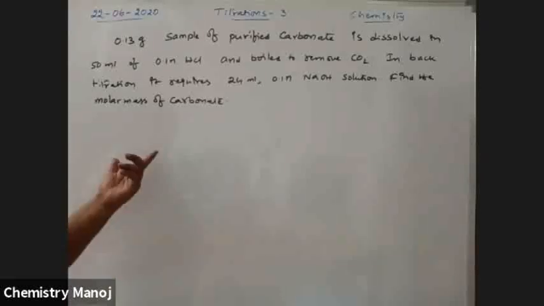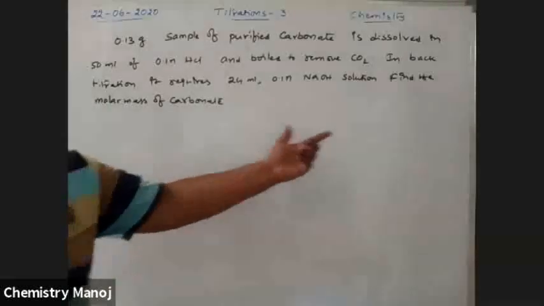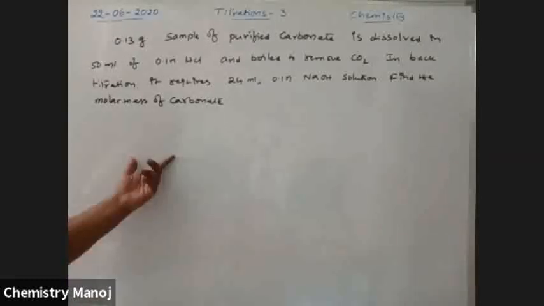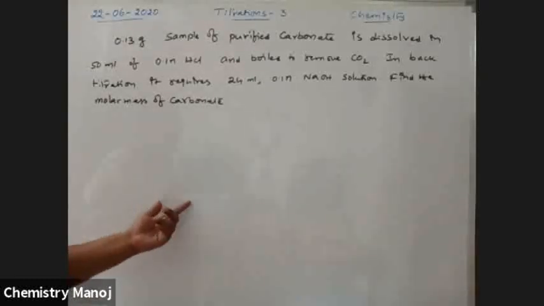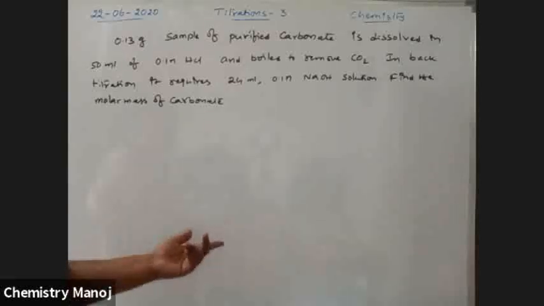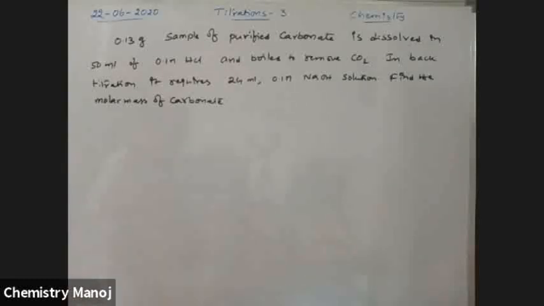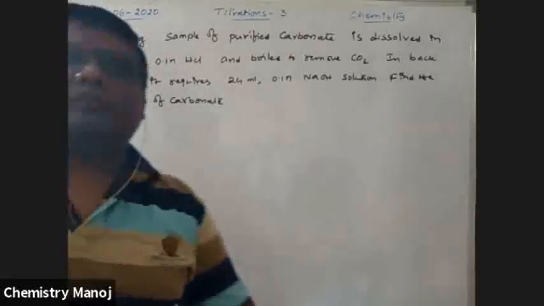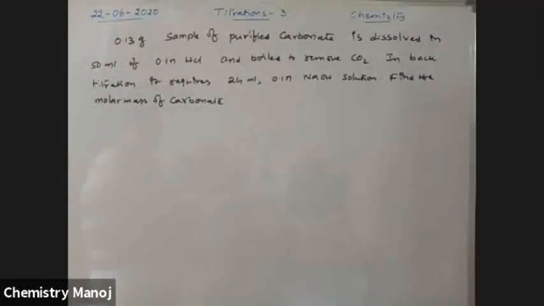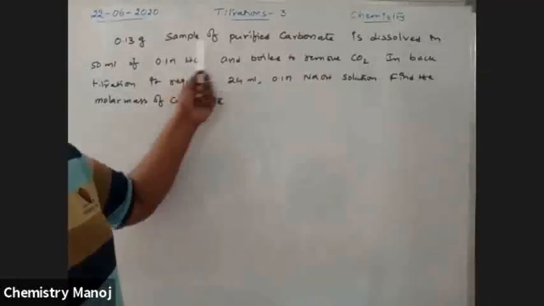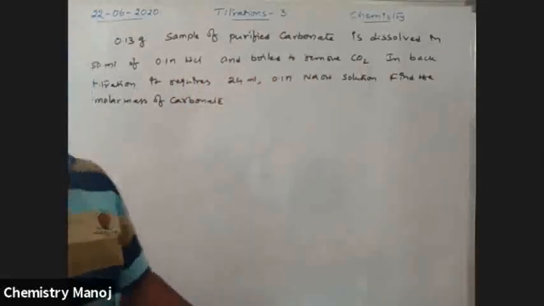Once again, carbonate gram milliequivalence is equal to HCl minus NaOH. So find out milliequivalence: weight by gram equivalent weight into 1000. Gram equivalent is nothing but gram molecular weight by n factor, and for carbonate its n factor is 2 only. Weight is given to you, so find out the molecular weight. Similar as usual, so instead of chalk and barium hydroxide, here purified carbonate is taken in. That is the only difference in these three problems.